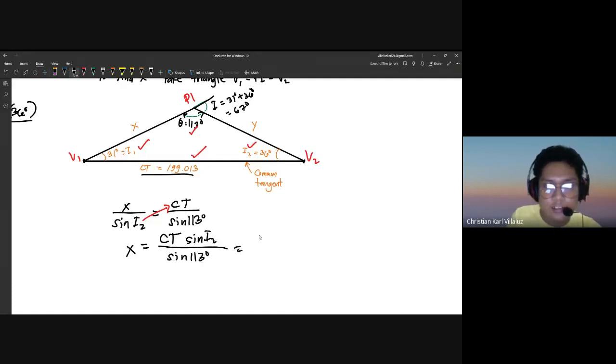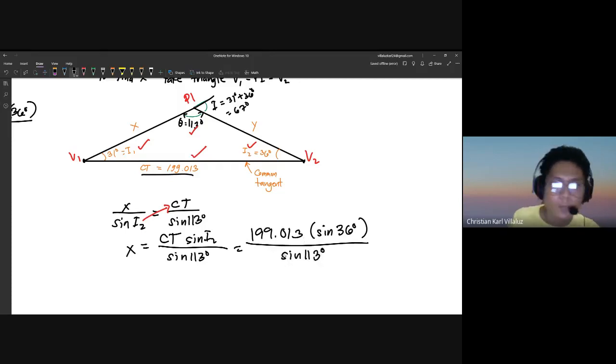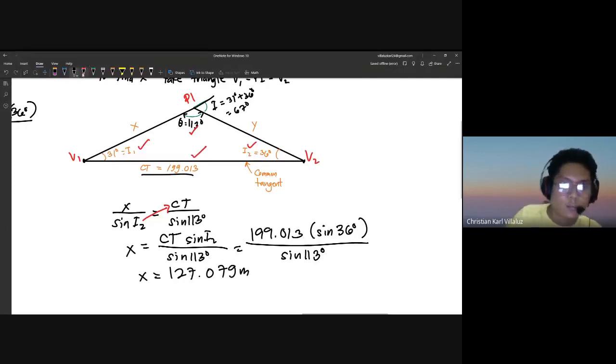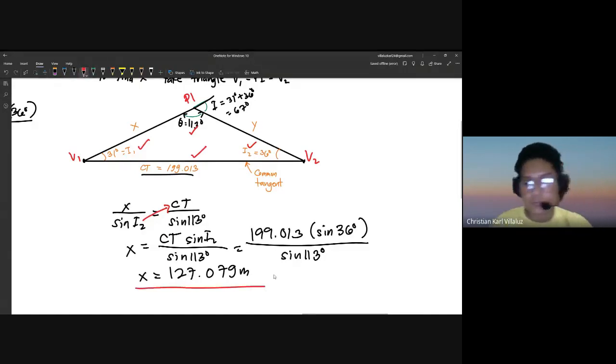So, yung CT natin, 199.013 times sine I2, 36 degrees over sine of 113 degrees. So, x is 127.079 meters. Yun. May x na.